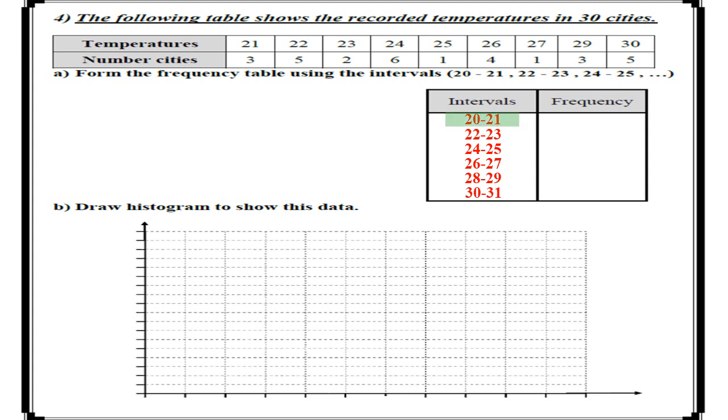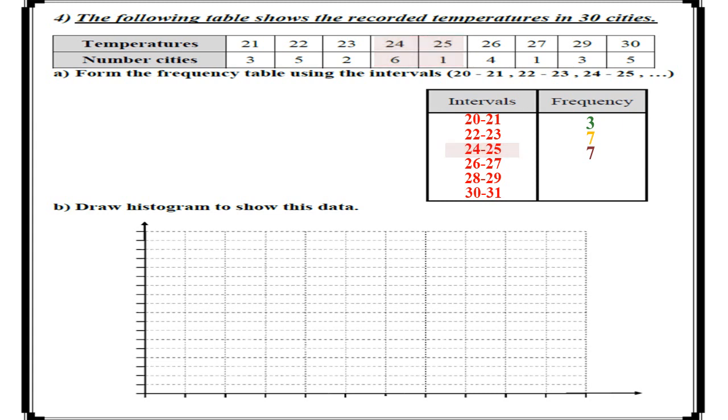From 20 to 21, I have in 21 3 cities. So the frequency will be 3. From 22 to 23, I have in 22 5 cities and in 23 2 cities. So the total number of cities is 5 plus 2, 7. The third interval from 24 to 25. I have in 24 6 cities and 25 1 city. So the total number of cities is 6 plus 1, which is 7 cities.